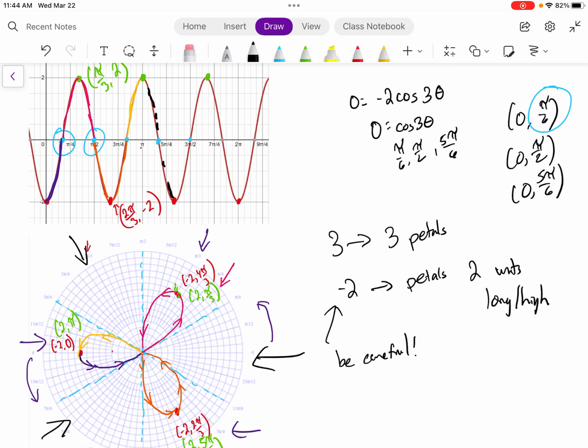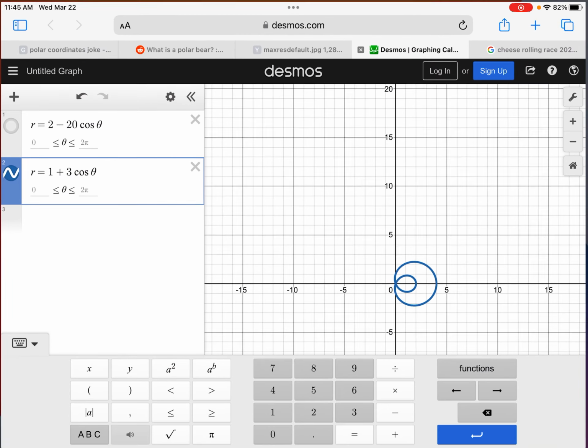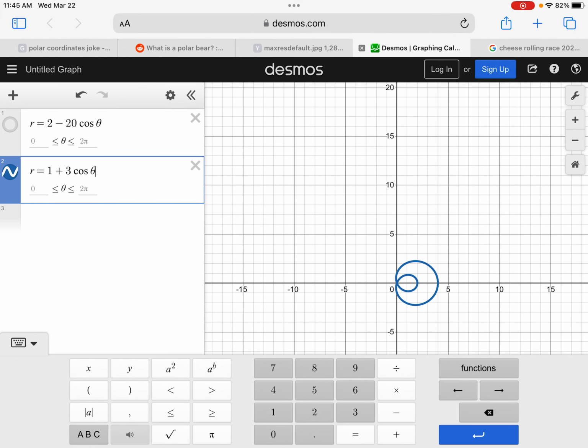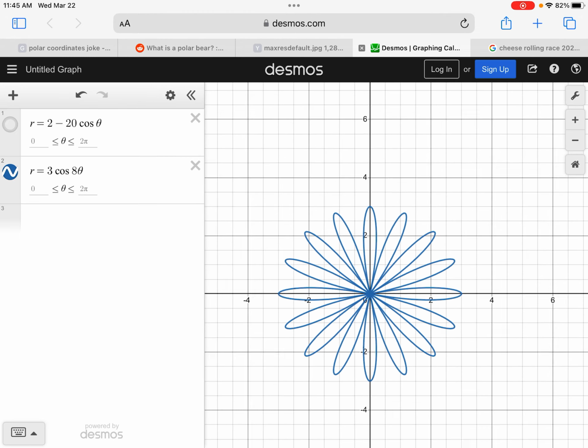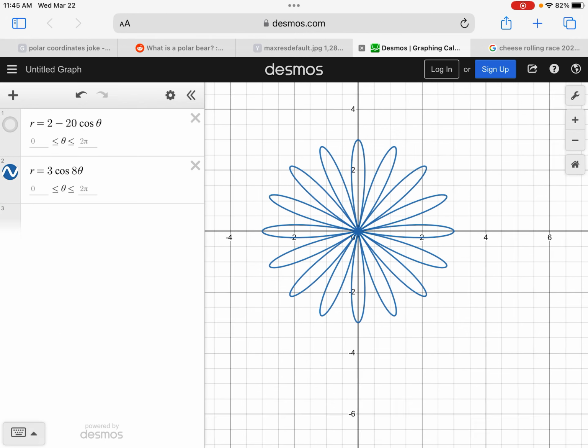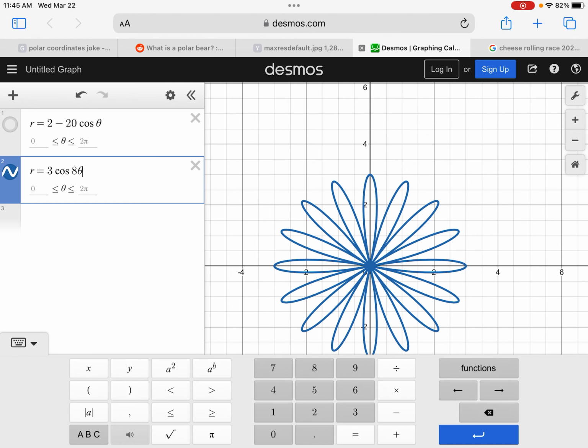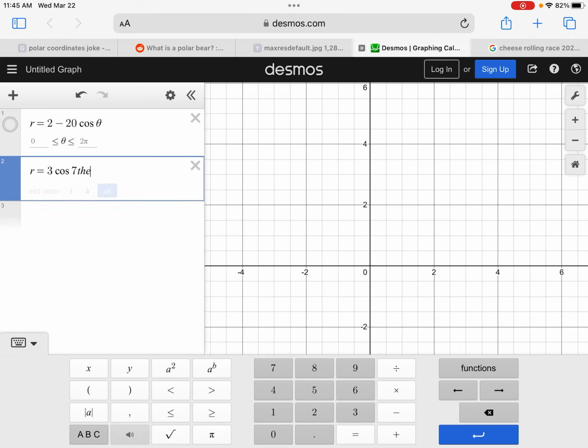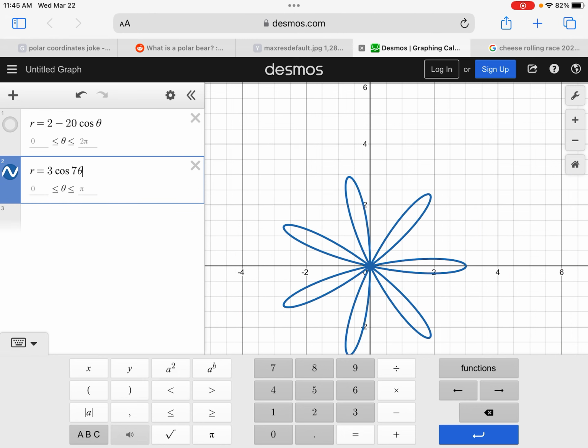So I encourage you to play again with Desmos. It's a great way to experiment and learn here. We saw, if I make 3 cos 8 theta here, I'm going to have 16 petals because 8 is even, and they're all going to be of length 3. You can play around here, right? If I have 7 theta, it's very different. It's only 7 petals.